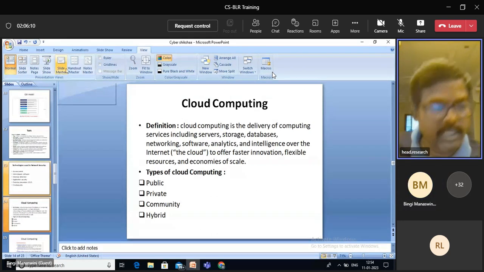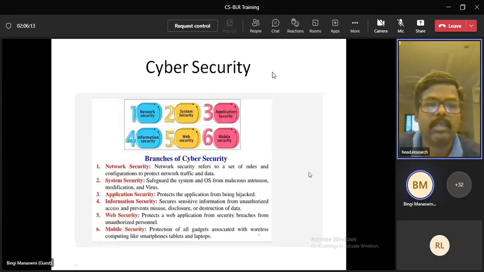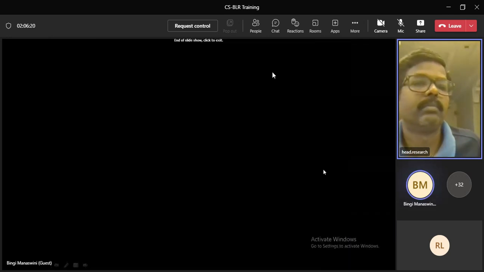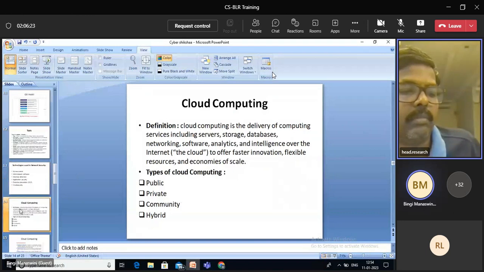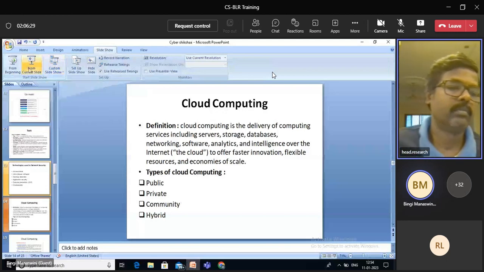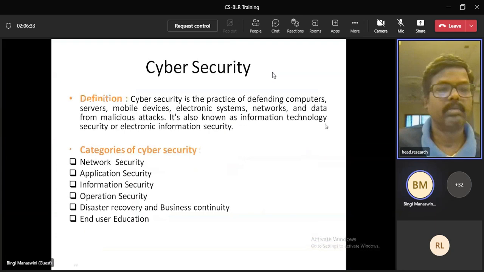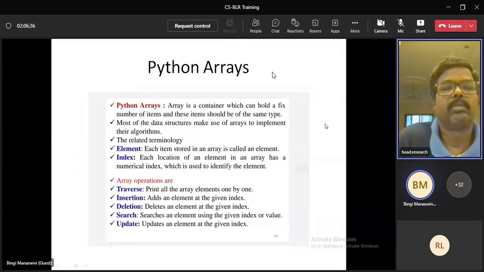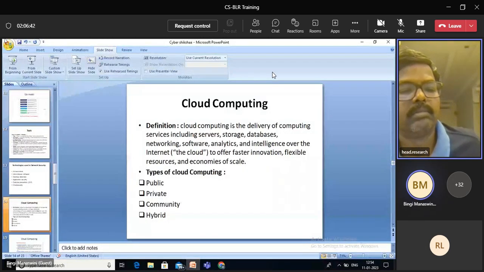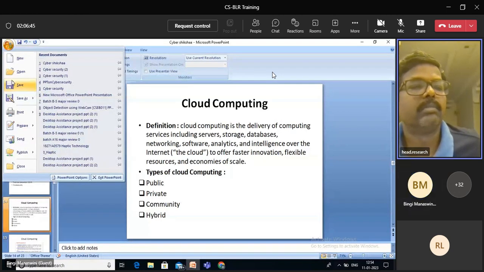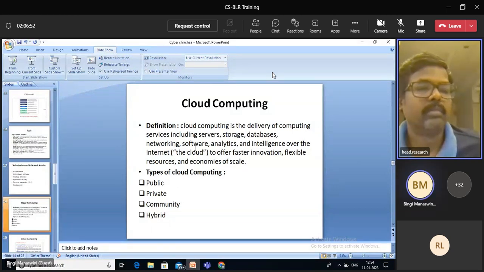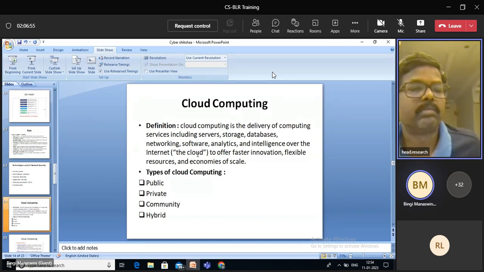That's all. Network security. Sir, cloud computing. Yeah. It's not showing. Why? Maybe you didn't save the file. Yeah. Can I continue like this? No, ma'am. Not showing the slideshow.